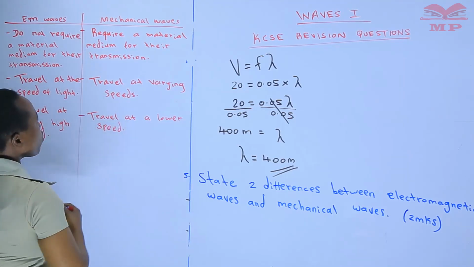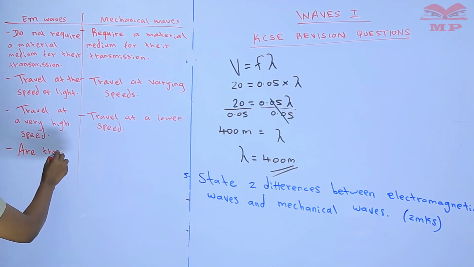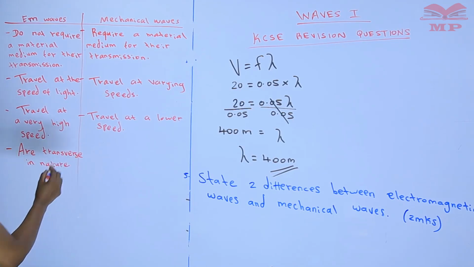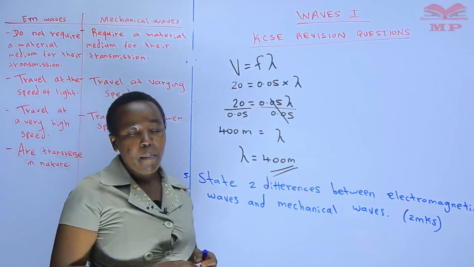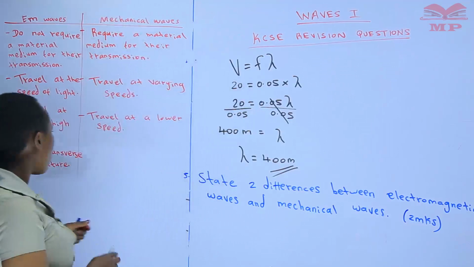So if we compare the two, we can say that electromagnetic waves travel at a higher speed than the mechanical waves. Then we also say that with the electromagnetic waves, all of them are transverse in nature. What about the mechanical waves? Mechanical waves can either be transverse or longitudinal.